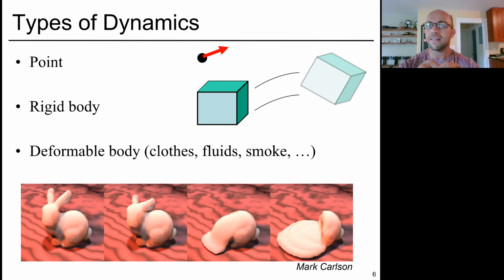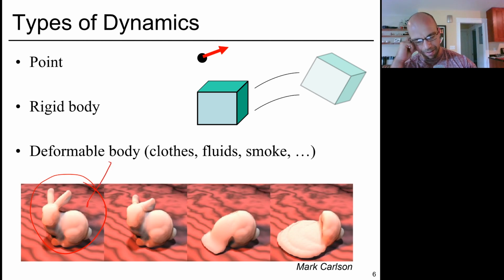So in this case, we would be simulating things like clothing, fluids, smoke, and so on. And as you can imagine, this is some of the most challenging physics to simulate in practice. And that's because I can't just keep track of the position of the bunny here. I need to keep track of every vertex of this 3D shape separately as the bunny melts, because they all could move on their own paths.